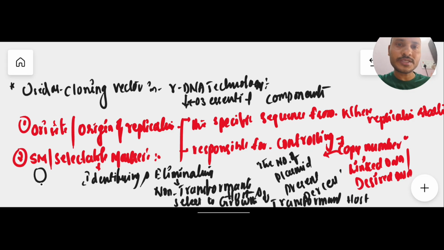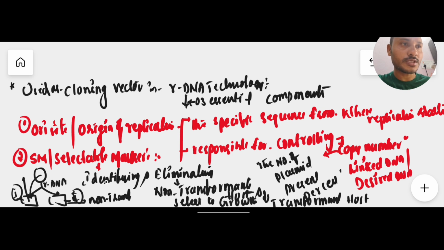For example, if we create recombinant DNA and insert this rDNA into a host organism like bacteria, and the rDNA enters host cell 1, then this cell is called a transformed host. If the second host cell does not take up any rDNA, then it is a non-transformed host cell. So the selectable marker identifies and eliminates the non-transformed host cells, and we select the growth of transformed host cells only. That is the important role of the selectable marker.